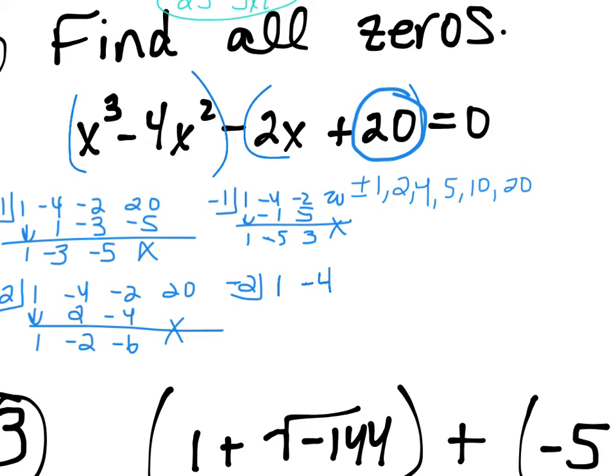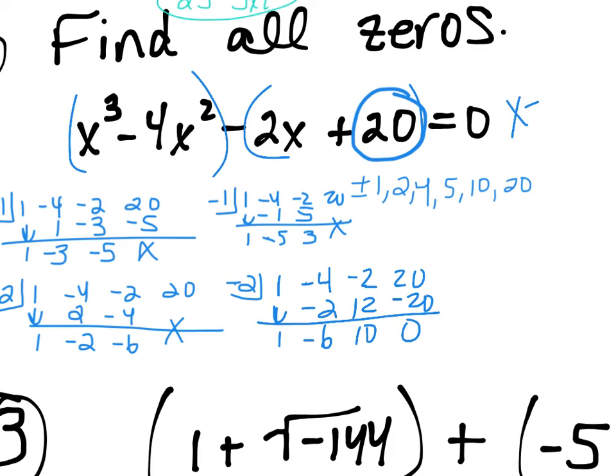Oh. So negative 2, 20. What's 1 times negative 2? Negative 2 and negative 2. Negative 4, negative 2. Negative 6 and negative 2. What's negative 2 and 12? 10. 10 times negative 2 is negative 20. So what do we know? Okay, so x equals negative 2 is a solution.